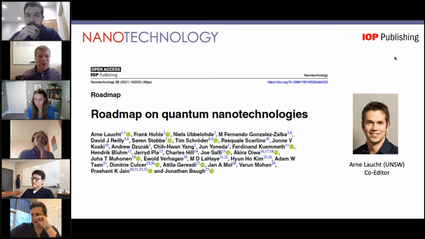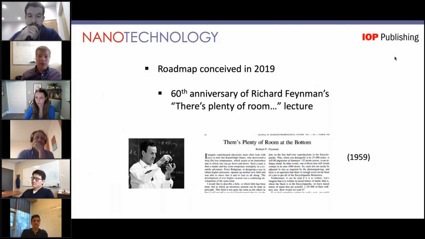Now, the roadmap was published in early 2021, but it was actually conceived in 2019, which happened to be the 60th anniversary of Richard Feynman giving his famous lecture, "There's Plenty of Room at the Bottom." He gave this talk in 1959 at a meeting of the American Physical Society at Caltech. And it's regarded as the first lecture by a major scientific figure on technology and engineering at the atomic scale.